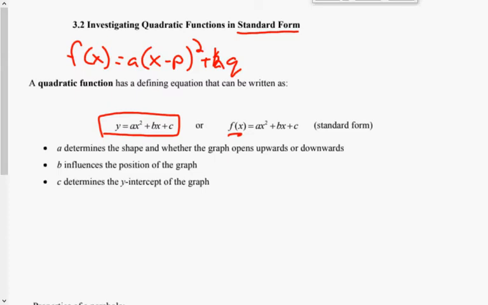Now, standard form has its place as well. It gives you some information about the graph or the function, but vertex form tends to have the better information, like the vertex, which is a lot easier to work with. And pretty soon, by the end of this week, we'll learn how to go back and forth between the two. They become interchangeable. It's actually pretty straightforward. People tend to like it, so it's not too bad.